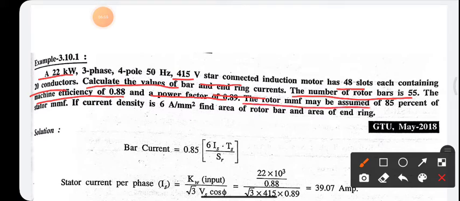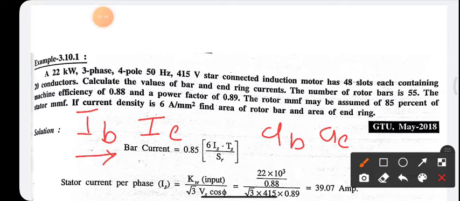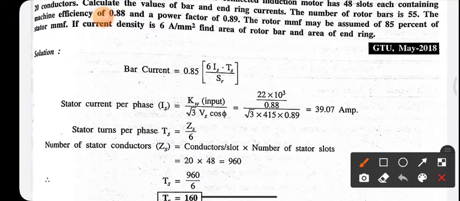The rotor mmf may be assumed as 85% of the stator mmf. If the current density is 6 ampere per mm square, find the area of the rotor bars and the area of the end rings. So it is the same as what we have to find. We have to find the values of the current through the bars and also the current through the end rings. Now the bar current is given by 0.85 into Ts into Is upon Sr. This we have seen. Now we need to find what all things are available with us.